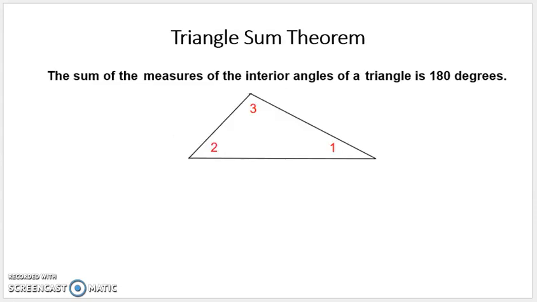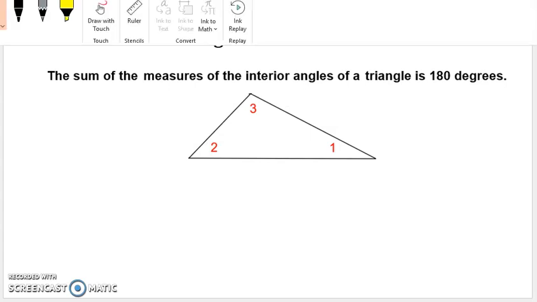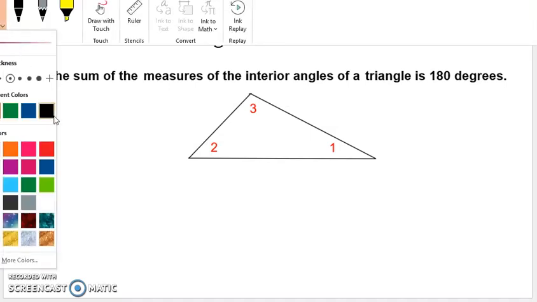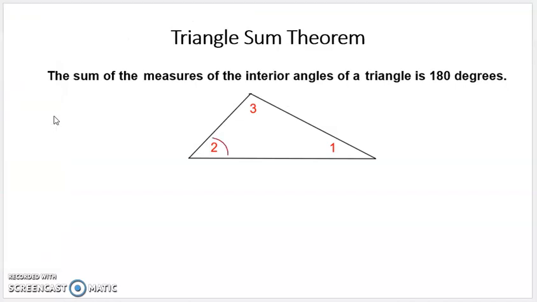We've also had the triangle sum theorem, which states that the sum of the measures of the interior angles of a triangle, so in this case it would be angles 1, 2, and 3, the sum of the measures, so the measure of angle 1 plus the measure of angle 2 plus the measure of angle 3 equals 180 degrees.